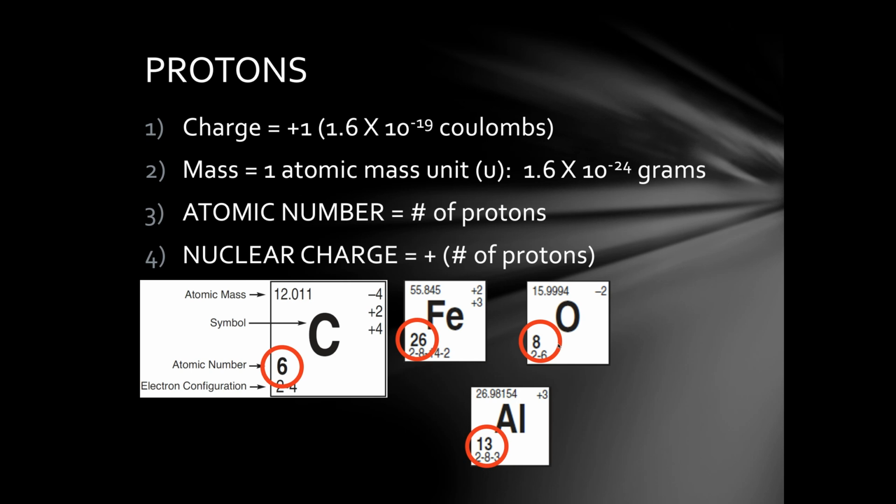As an interesting aside, if you look at the electron configuration underneath the atomic number, if you were to add up those electrons, they equal the atomic number. For example, carbon 2-4, that would be 6 electrons. 2 plus 8 plus 14 plus 2, well, that's 26. 2 plus 6 is 8. 2 plus 8 plus 3 is 13. So the number of electrons is always equal to the number of protons in a neutral atom. Lead has 82 protons and electrons.